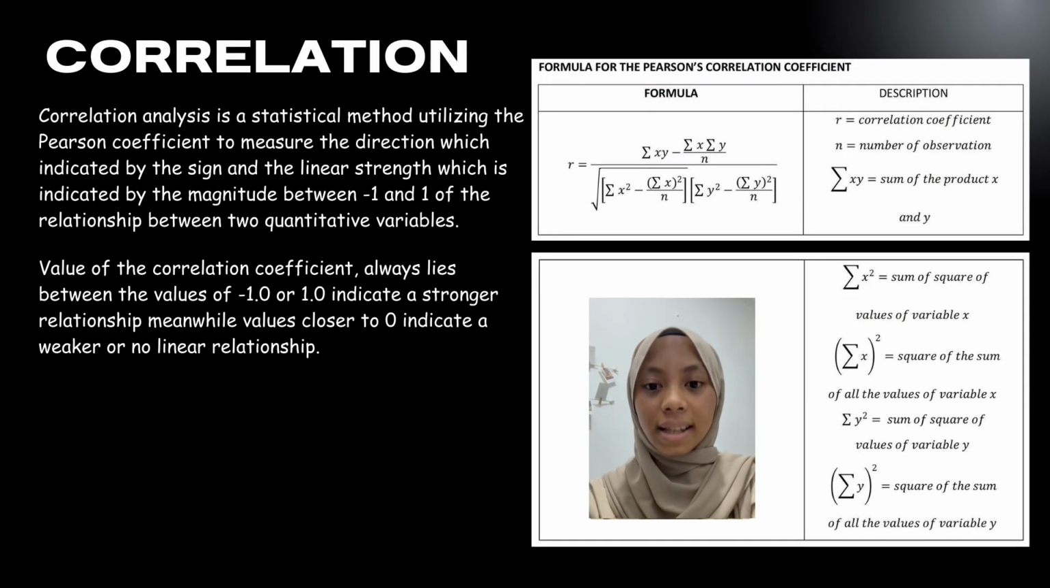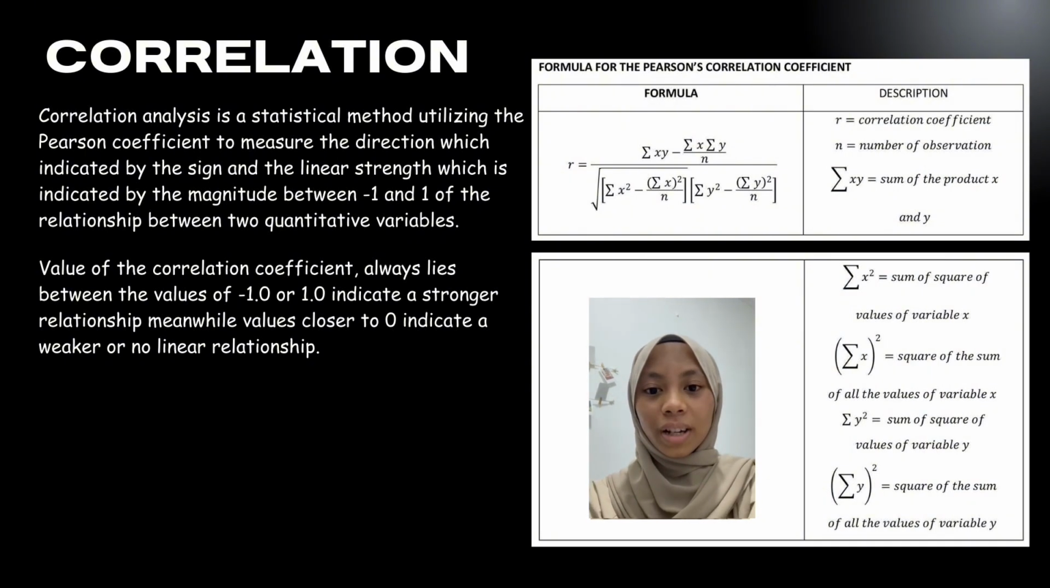Correlation analysis is a statistical method utilizing the Pearson coefficient to measure the direction, which is indicated by the sign, and the linear strength, which is indicated by the magnitude between -1 and 1, of the relationship between two quantitative variables. The value of the correlation coefficient always lies between -1.0 and 1.0. A value closer to -1 or 1 indicates a stronger relationship, meanwhile a value closer to 0 indicates a weaker or non-linear relationship.